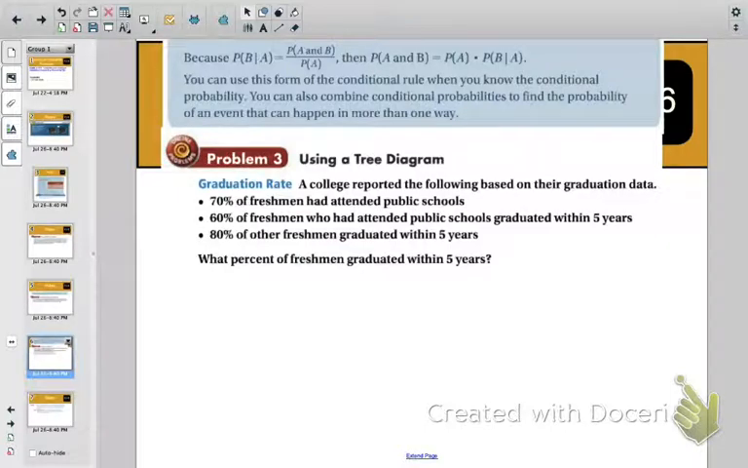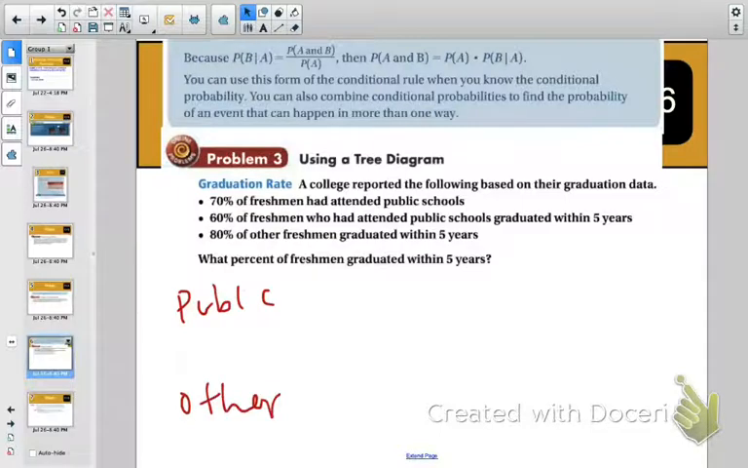Okay, so we're going to start by making a tree diagram. Alright, so the first thing we want to do is say whether they attended a public school or other. Okay, and we know that 70% attended the public school, so this would be our 70 here, which means that 30% would be in the other category. That way it adds to 100.